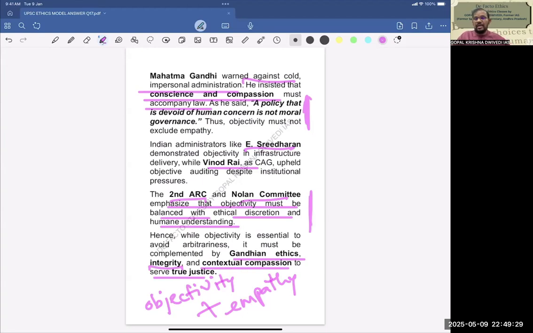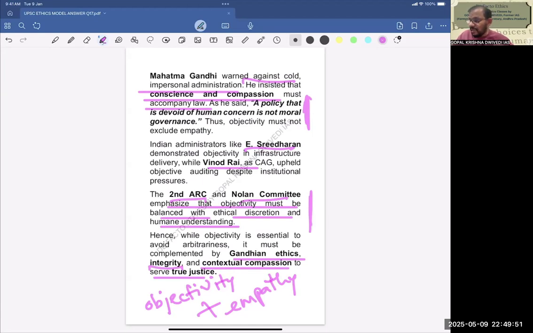We have used a number of ethical words and phrases. We have used examples. We have used ethical theories. We have quoted some key documents like Second ARC and Nolan Committee. We have quoted some good thinkers related to bureaucracy as well as ethics. So this answer becomes a complete answer.